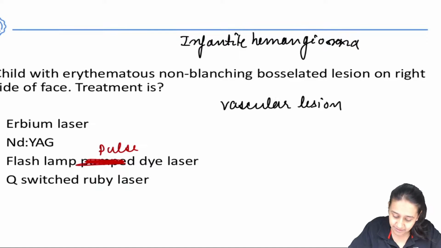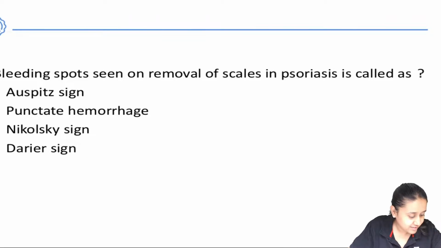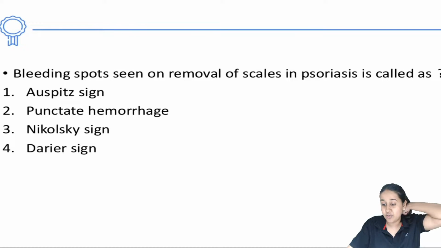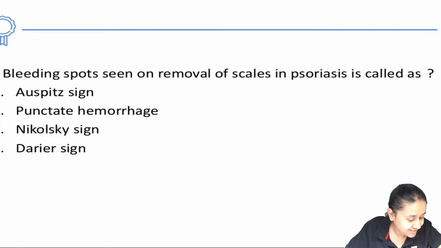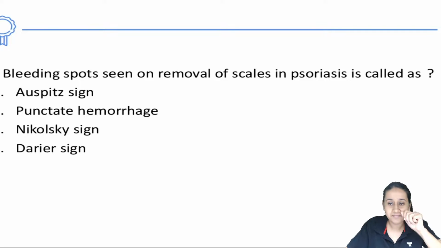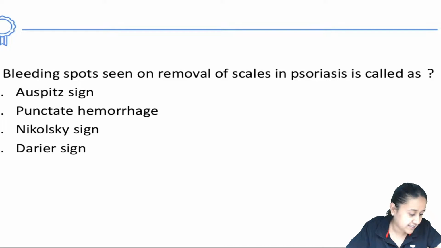Now, moving to the next part. Bleeding spots seen on removal of scales in psoriasis are called as? The bleeding spots seen on removal of scales in psoriasis are known as? What is the correct answer? Auspitz sign, punctate hemorrhages, Nikolsky sign, or Darier sign. You are all right that the correct answer of this question is Auspitz sign.